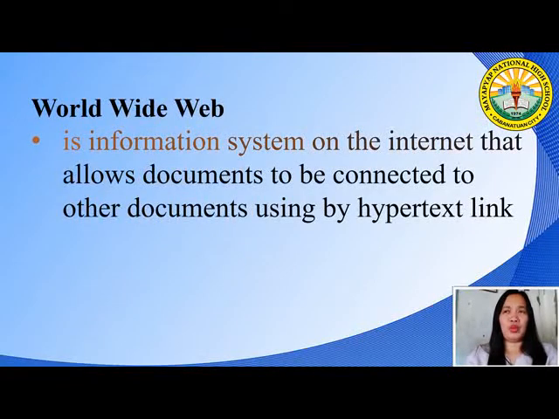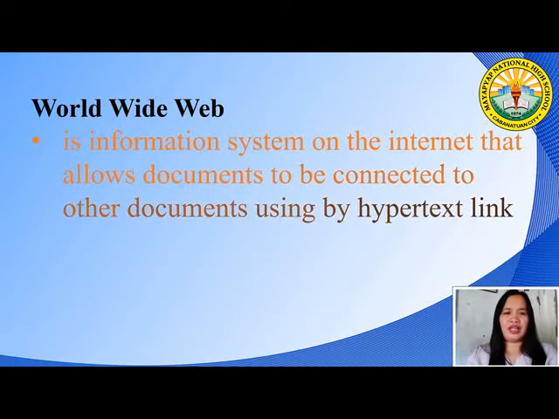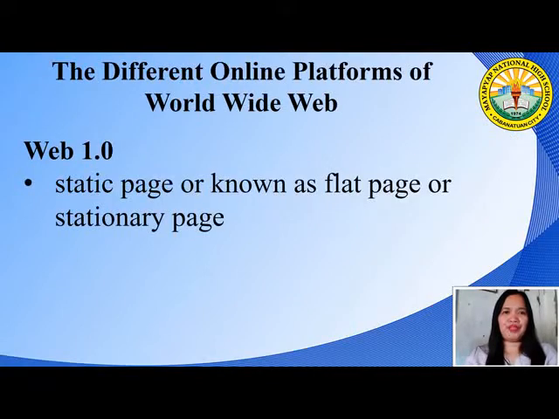How about World Wide Web? This is an information system on the internet that allows documents to be connected to other documents by hypertext link, enabling the user to search information from one document to another. The different online platforms of World Wide Web.